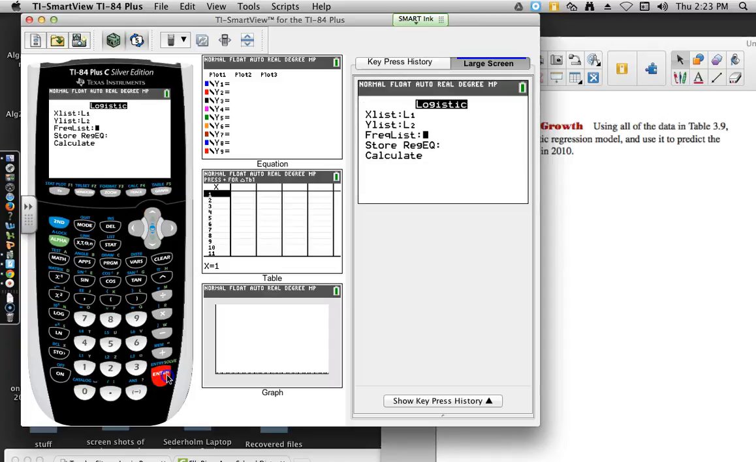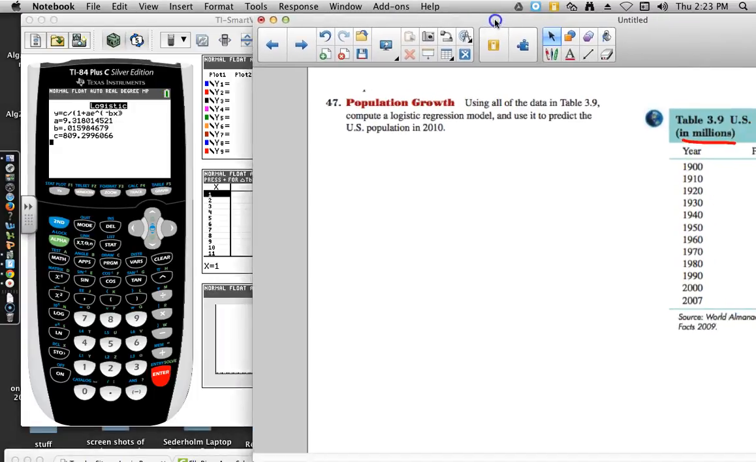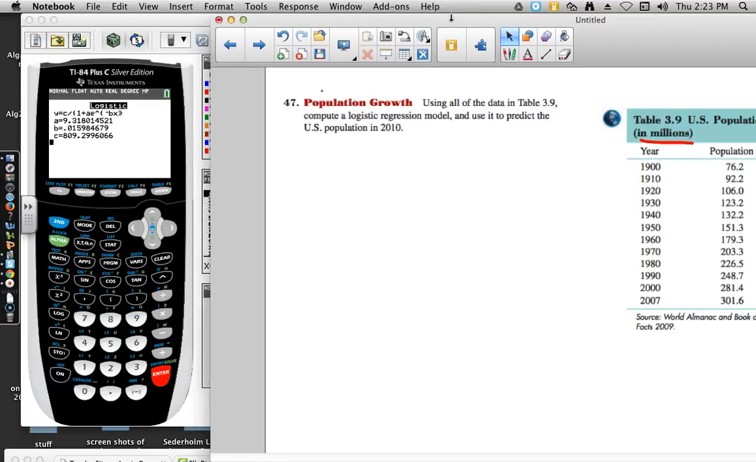And I do have it in list 1 and list 2, so I'm going to go down to calculate, hit enter. That's going to take a little bit. Generally with the color calculators, it takes a little bit longer to do the logistics and to do the graphing that we need for that. So there it is. And we write it down.